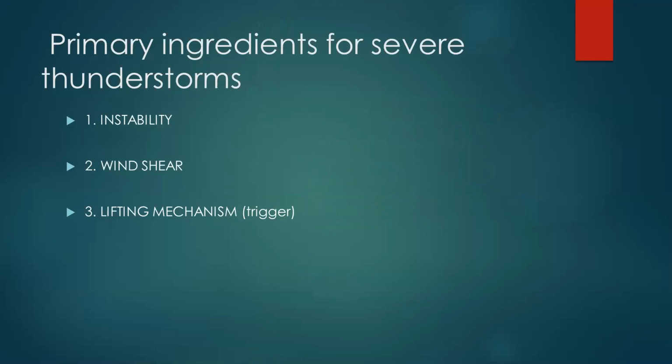So to begin with, I would just like to review some of the main ingredients that are needed for severe thunderstorms. And severe thunderstorms are what are required for hail to form. So basically, you need three things. One is you need instability in the atmosphere. Two is you need wind shear. And three, you need some trigger mechanism or a lifting mechanism that can make it all begin to happen.